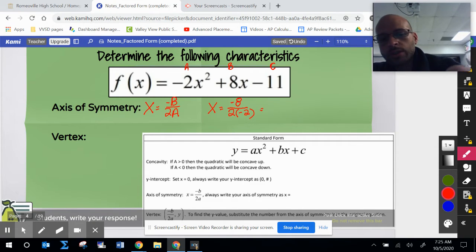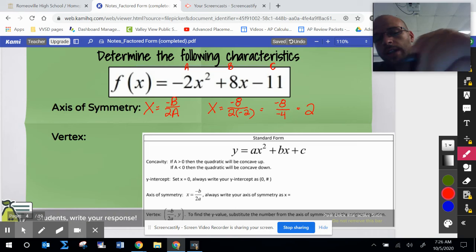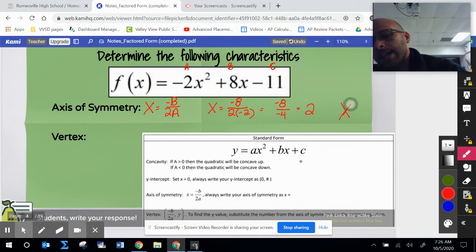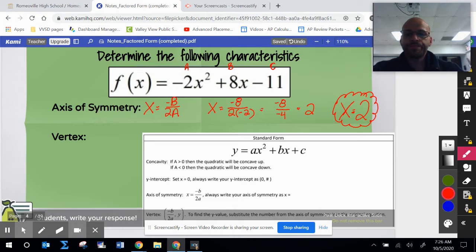So now if I reduce this, I get -8 over 2 times -2, which is -4, and -8 divided by -4 is 2. Now here's the catch. I need you guys to write the axis of symmetry is a line. It's that line that goes through the vertex. So this axis of symmetry has to always be written as x equals, it's an equation, in this case 2.